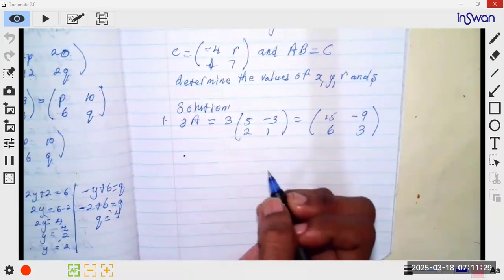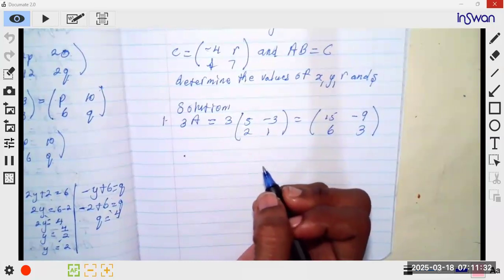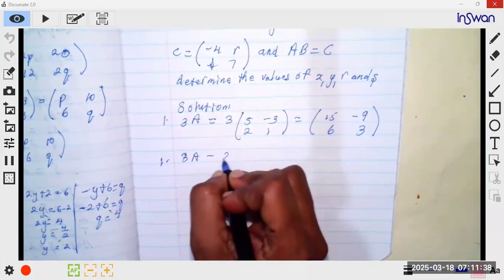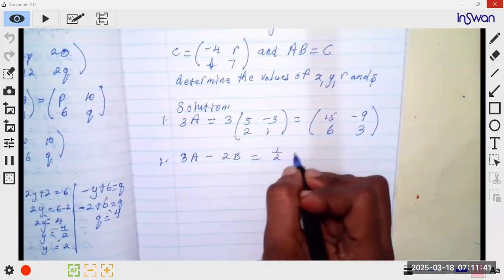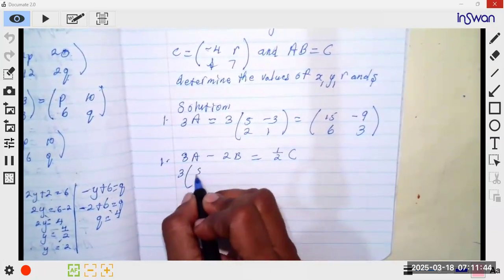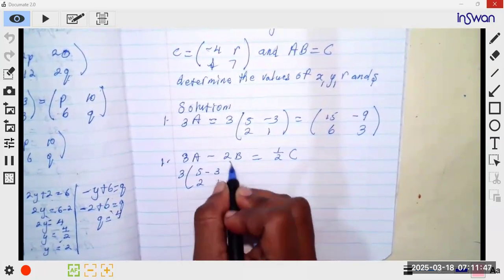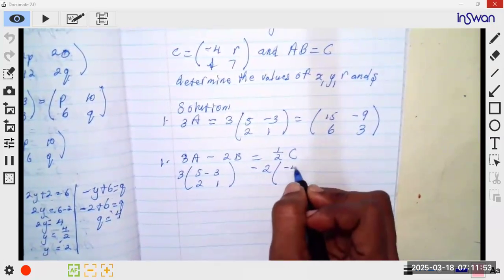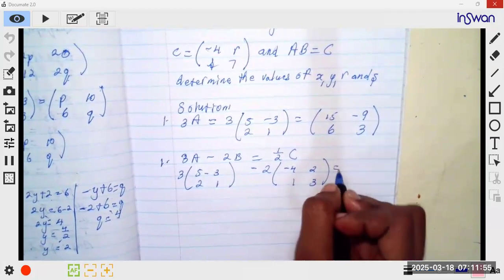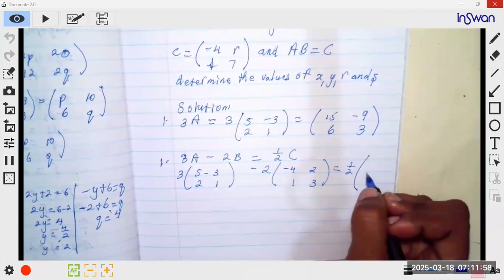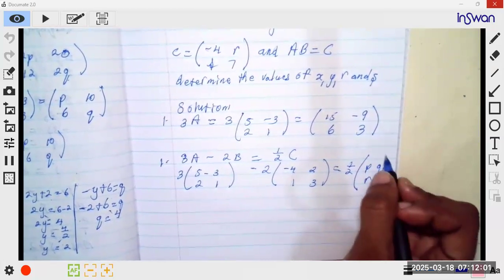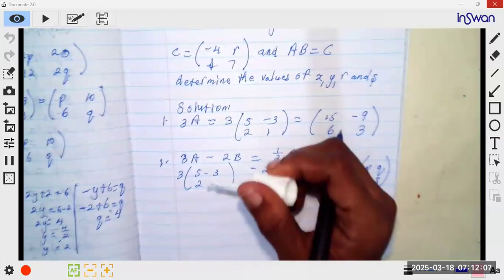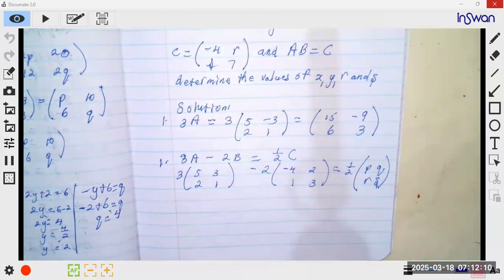Next one, minus negative 4, 2, 1, 3. Let me just outline this. So this will be 3 by 5, minus 3, 2, 1, minus 2 by minus 4, 1, 2, 3, equal to a half of C, which is P, Q, R, and S. Okay with that? Yes, so give me the answer, which we just did.